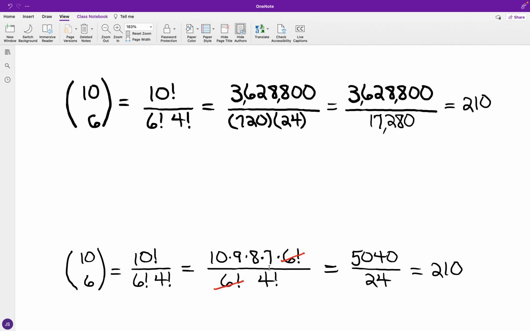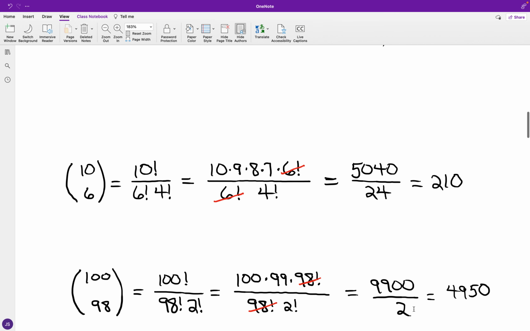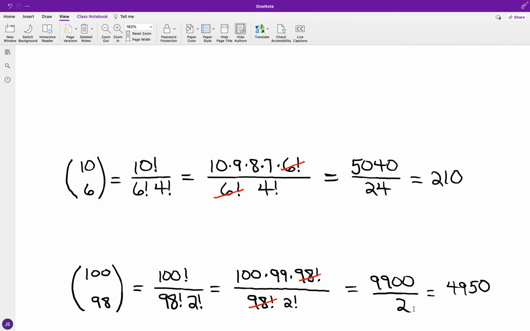And the rest of 10 factorial is going to be 6 factorial, which we have in the denominator. And so we can cancel out the 6 factorial. And so we have 10 times 9 times 8 times 7, which will multiply out to 5,040, all over 4 factorial, which is 24, and that reduces to 210.